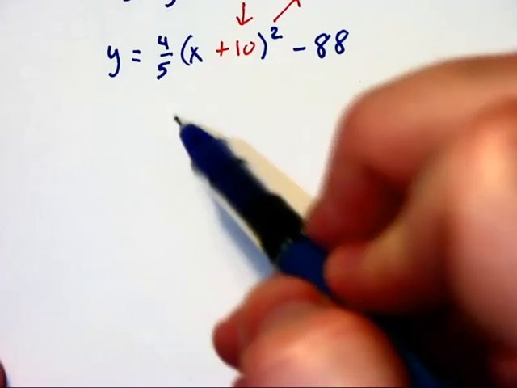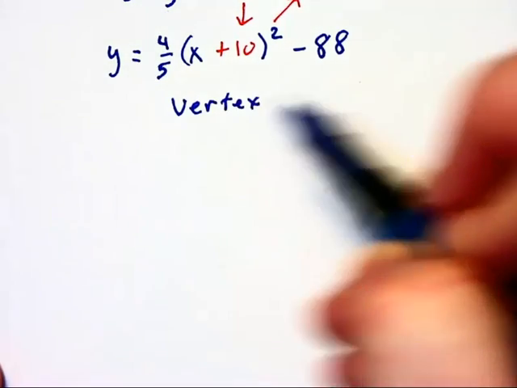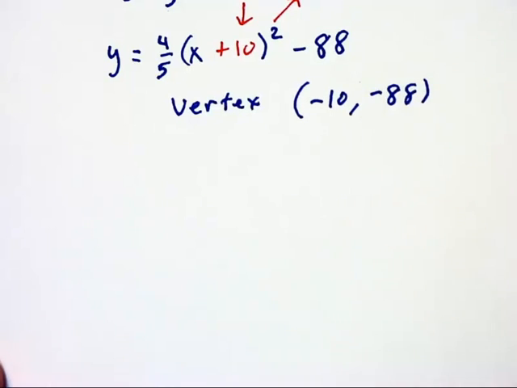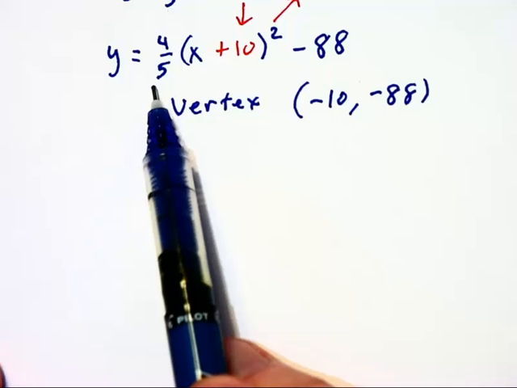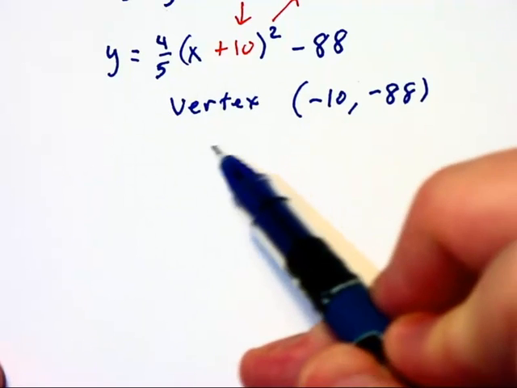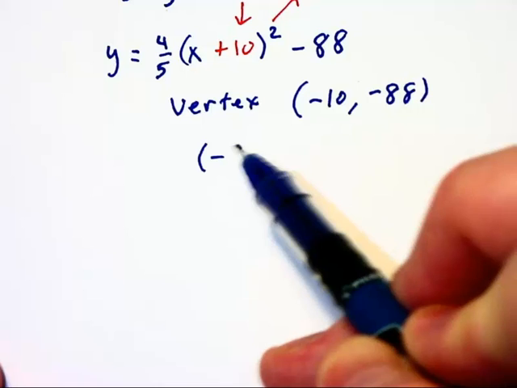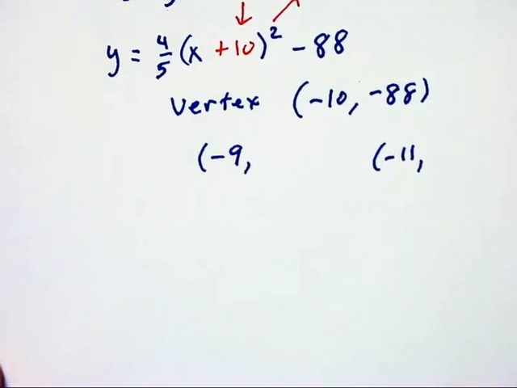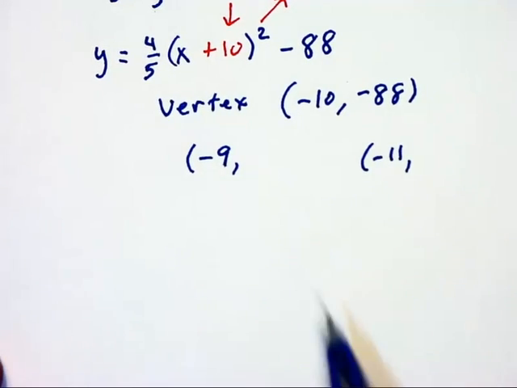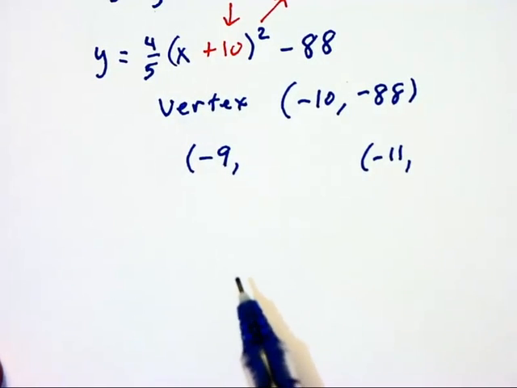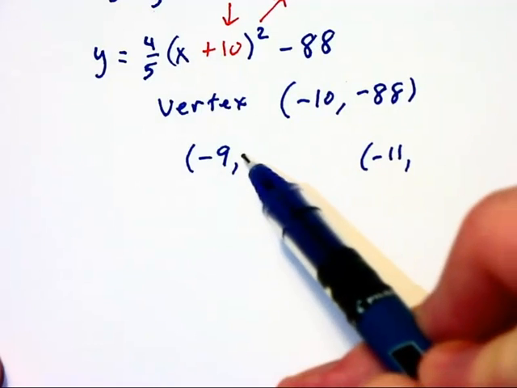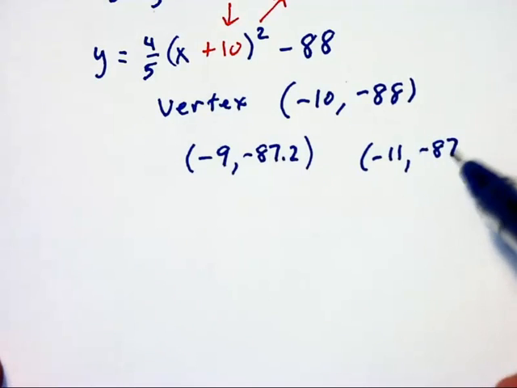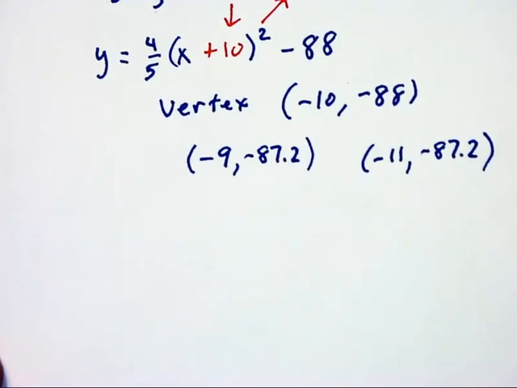Our vertex is going to be located at -10, -88. We know that we've got a slope of 4/5. So if I go 1 to the left, I'm going to be at -9, something. 1 to the right, I'll be at -11, something. Actually, those are kind of reversed. And if I rise 4/5, I'm going to be at -87.2. And because of the symmetry, that'll be at either of those points.